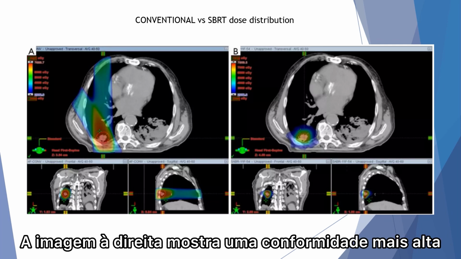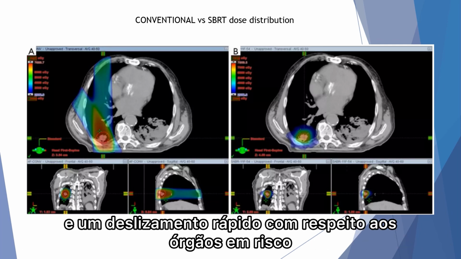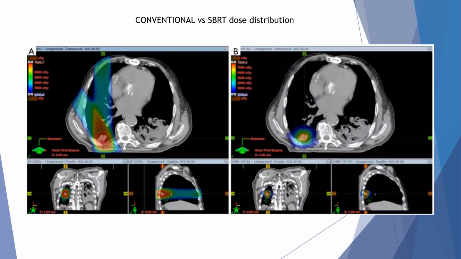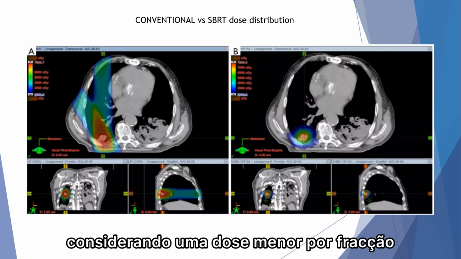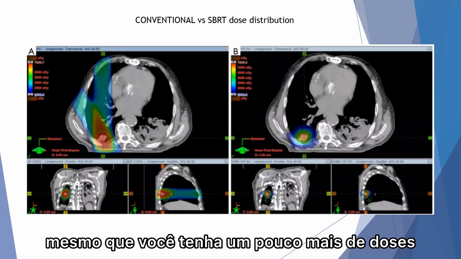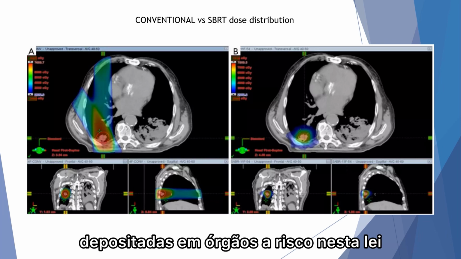The image on the right shows a higher conformality and rapid fall off with respect to organs at risk, such as the lung and spinal cord. While the image on the left, when considering a lower dose per fraction, is a little bit more forgiving, even though you're having a little more dose deposited to organs at risk in this lung.